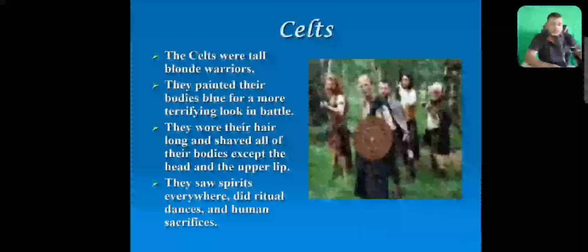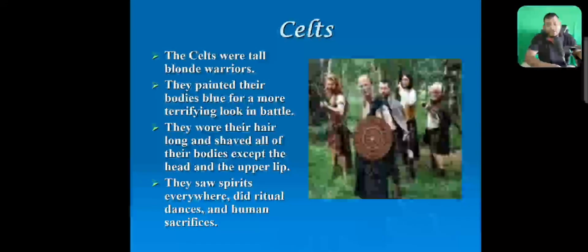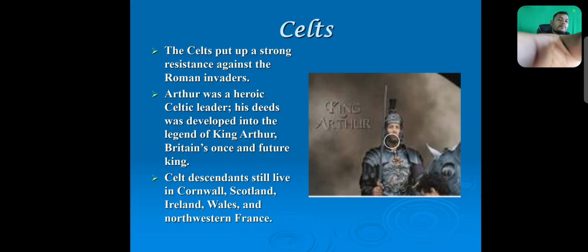As per the tribals, they followed different ways of life, very traditional, with ritual dances and human sacrifices. A lot of things. And a point you have to remember: spirits everywhere, ghosts. The Celts put up a strong resistance against Roman invaders.